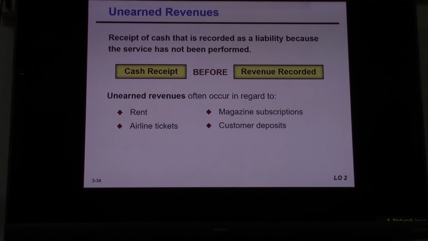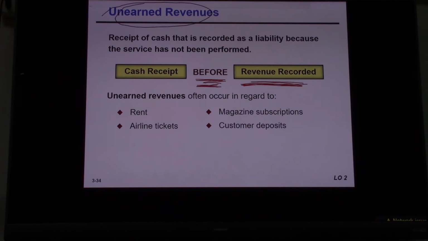Okay, the second type of deferrals or prepayments is unearned revenue. Unearned revenue arises when companies receive cash before services are performed. So when you receive cash before you perform the service, before recognizing revenue, we have something called unearned revenue.